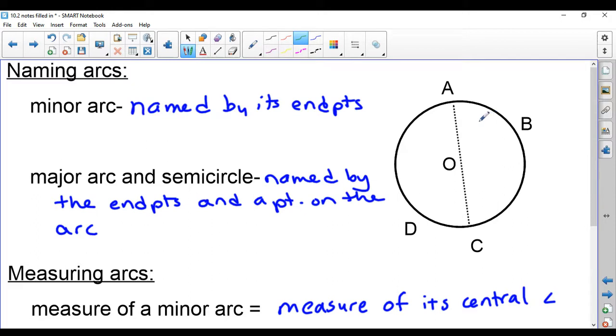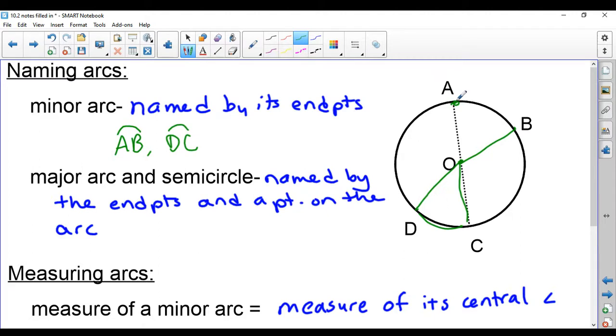Just like angles and segments, we need to know how to write the names of these arcs. With a minor arc, you can name it just by its endpoints. So if we draw in, for example, the central angle AOB, this arc here would be named arc AB. So I use the two endpoints, and then the symbol for an arc is an arc over the top of the two letters. In this picture, I also have another minor arc over here, arc DC.